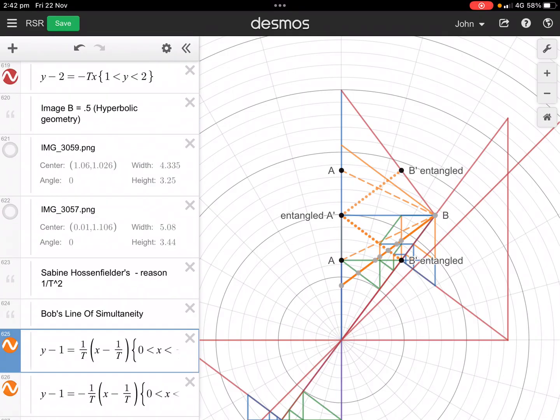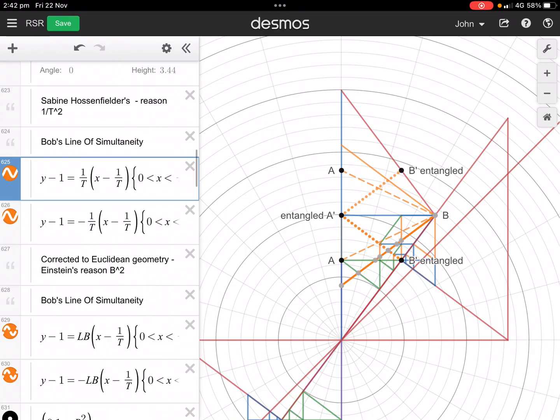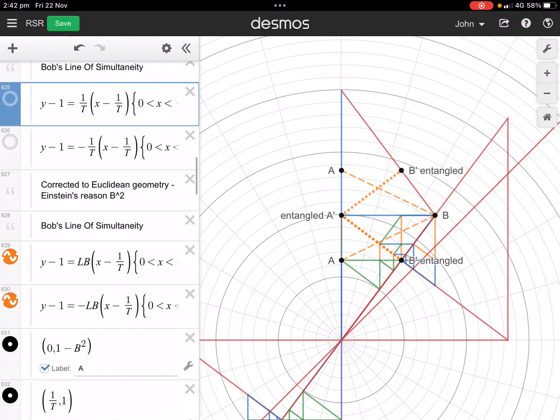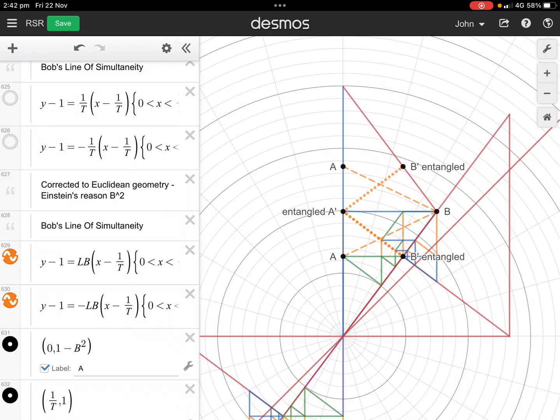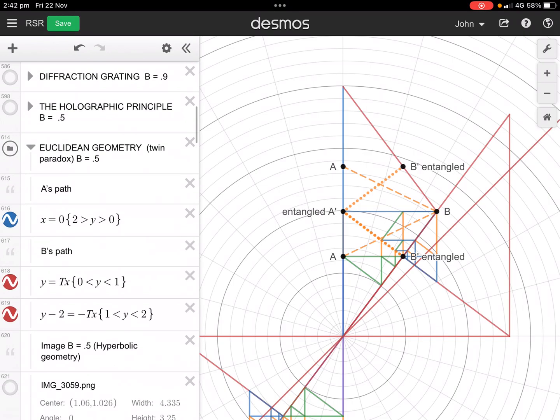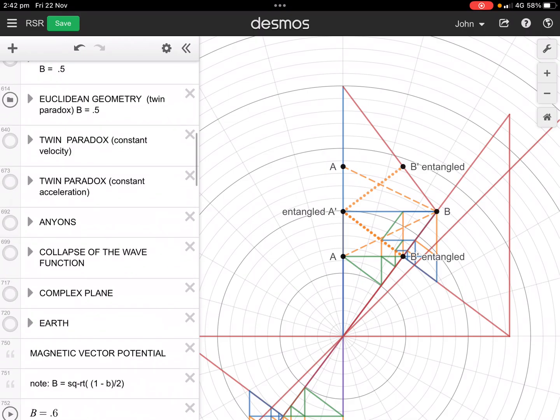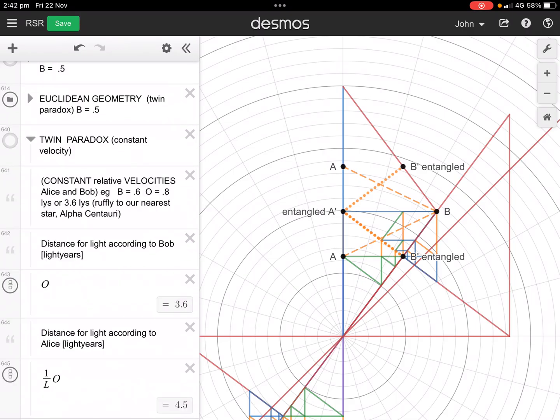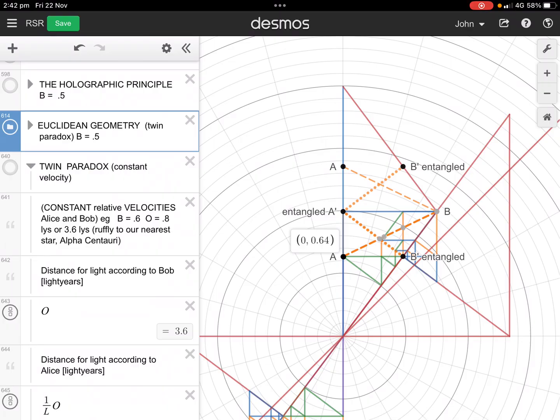But I don't agree, because when I try to do my calculations for the twin paradox, I find that 0.64 is the amount of time that's going to pass for Alice from Bob's point of view at that B value. So that's the line of simultaneity.